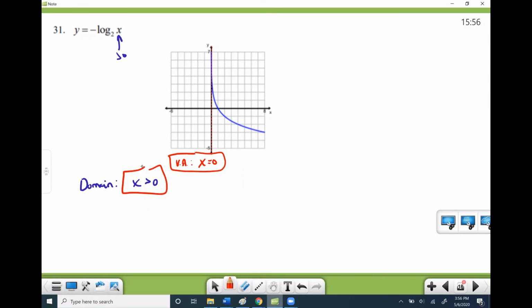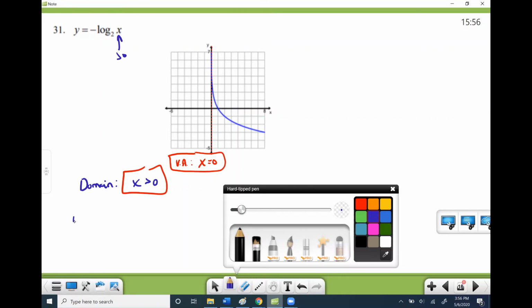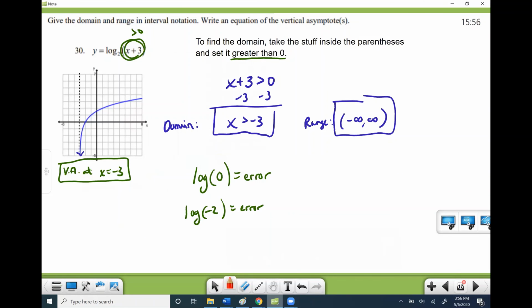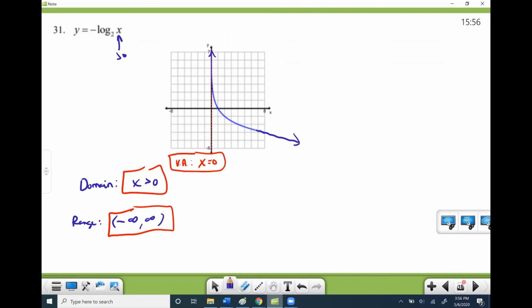Okay. Now let's go in here and get our range. So the range, let's see here. It's going to go down forever. It's going to go up forever. So -infinity to infinity, always for logarithms, always. Okay. Oops, I didn't use interval notation. Let me go in here and do interval notation, you guys. I just realized that. So greater than -3 would mean -3 to infinity. And then for the domain, greater than 0 would mean 0 to infinity.